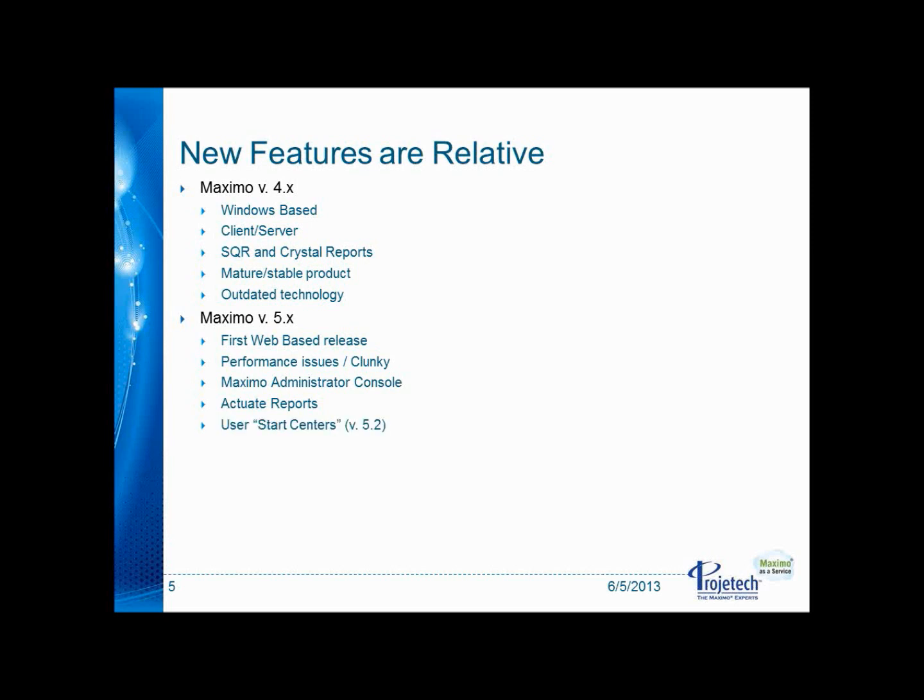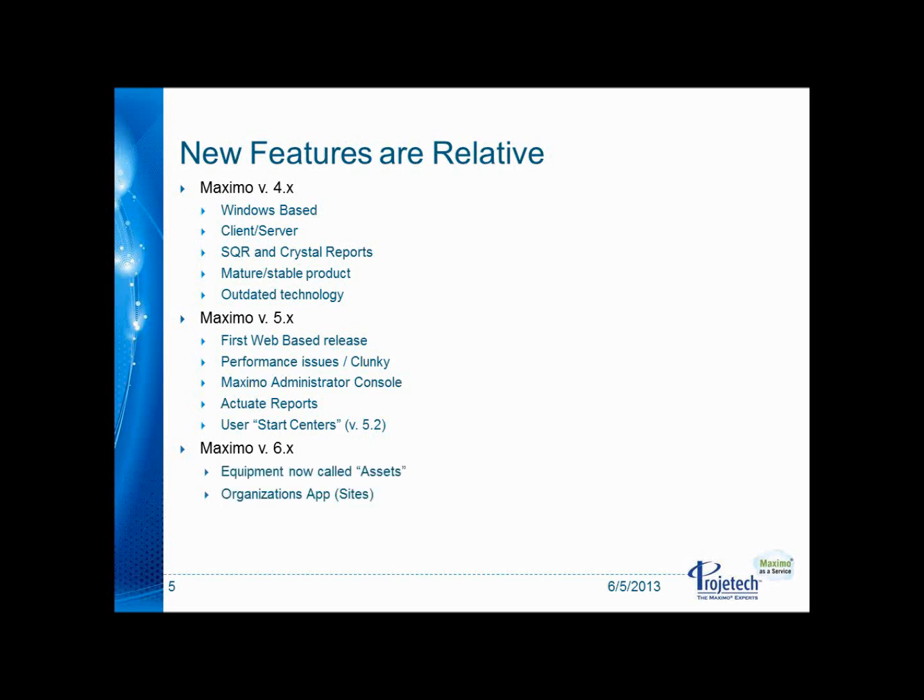This is when the Actuate reporting tool was introduced, and that carried on through version 6 Maximo. So it was more of a web-based reporting tool. For the Maximo version 4 users that upgraded to 5, it was a bit of a learning curve for them to make that transition from the simple-to-use Crystal reporting tool, let's say, to Actuate reports. But it was reporting software that worked with the web-based version of Maximo 5. So user start centers were introduced in 5.2. And I'll talk a little bit more about start centers here when we get into the 7.5 applications.